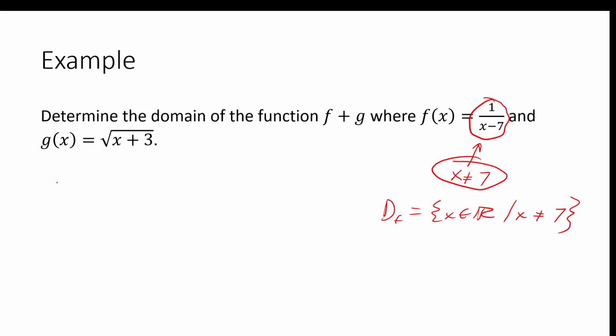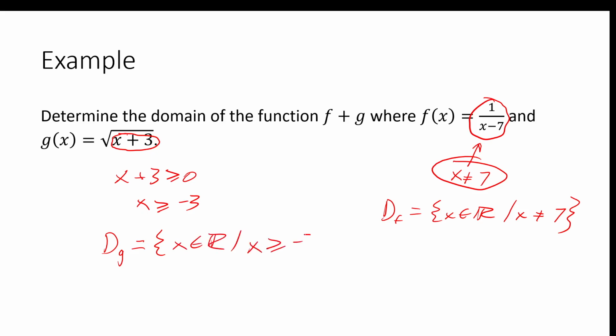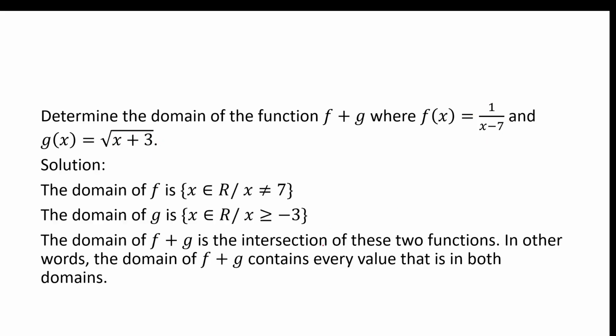Now, similarly, we see that the domain of g, we can look at it graphing wise, or we can look at it algebraically. If we look at it algebraically, we realize anything that you input to a square root function must be greater than or equal to 0. So if x plus 3 must be greater than or equal to 0, then x must be greater than or equal to -3. So we can say just by looking that the domain of g will be any real number such that x is greater than or equal to -3. Okay? So we put those two statements down.